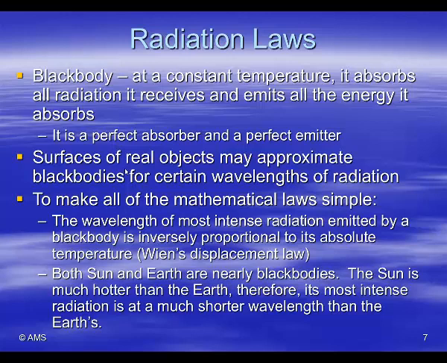So to make all of this mathematical law simple, the wavelength of most intense radiation emitted by a black body is inversely proportional to its absolute temperature. So both the Sun and the Earth are nearly black bodies. The Sun is much hotter than the Earth, therefore its most intense radiation comes at a shorter wavelength. So don't forget, we said short wavelength, high energy, long wavelength, low energy.